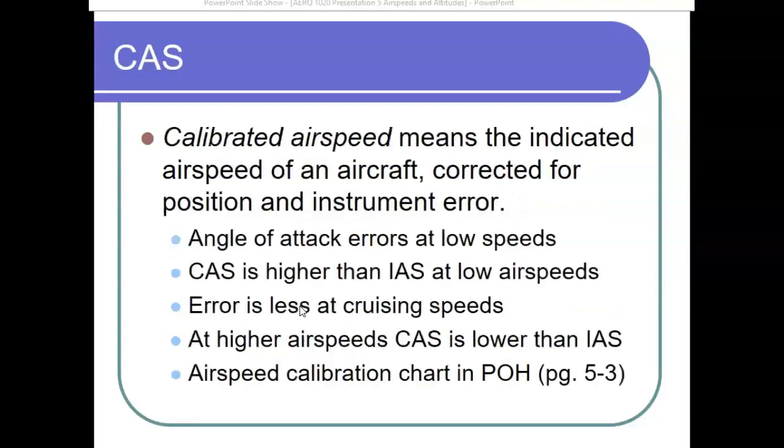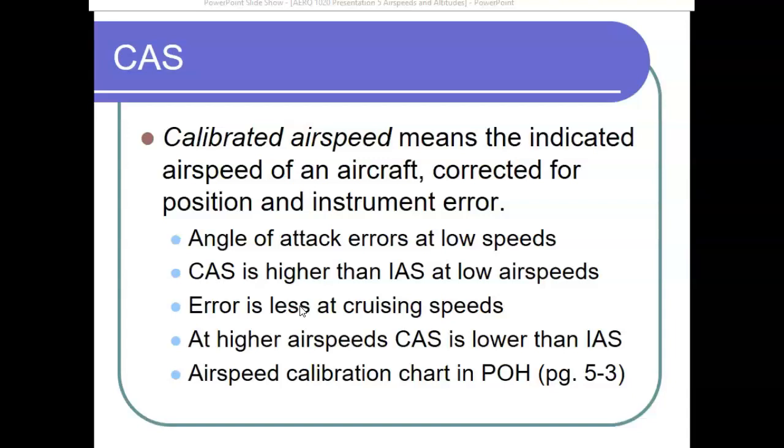Now, calibrated airspeed is just indicated airspeed corrected for position and instrument errors. And the reason for that is the way the instruments are constructed on the aircraft. The pitot tube is fixed on the underside of the left wing of the aircraft. So when the aircraft is flying at slow airspeeds and maintaining a high angle of attack to maintain altitude, the sample of dynamic air pressure flowing into the pitot tube is not as great as it would be at higher airspeeds. And so because of that, there's an error.